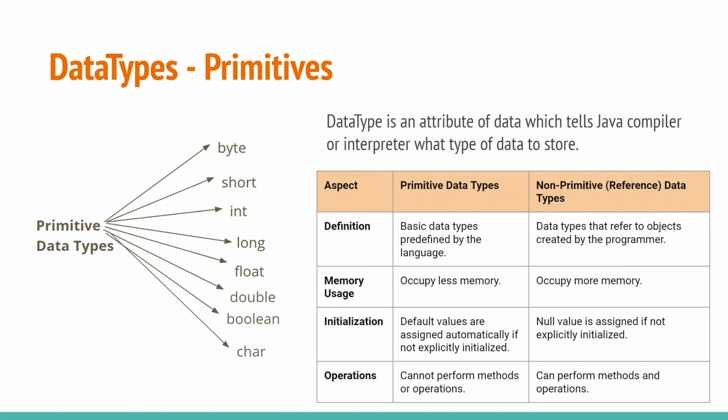In memory usage, primitive data types use less memory. Initialization: they initialize to a default value. If we define int i, the value of i is 0, whereas for non-primitive types, the value of i will become null. Operations-wise, on the primitive data types there are no methods because they are not classes.